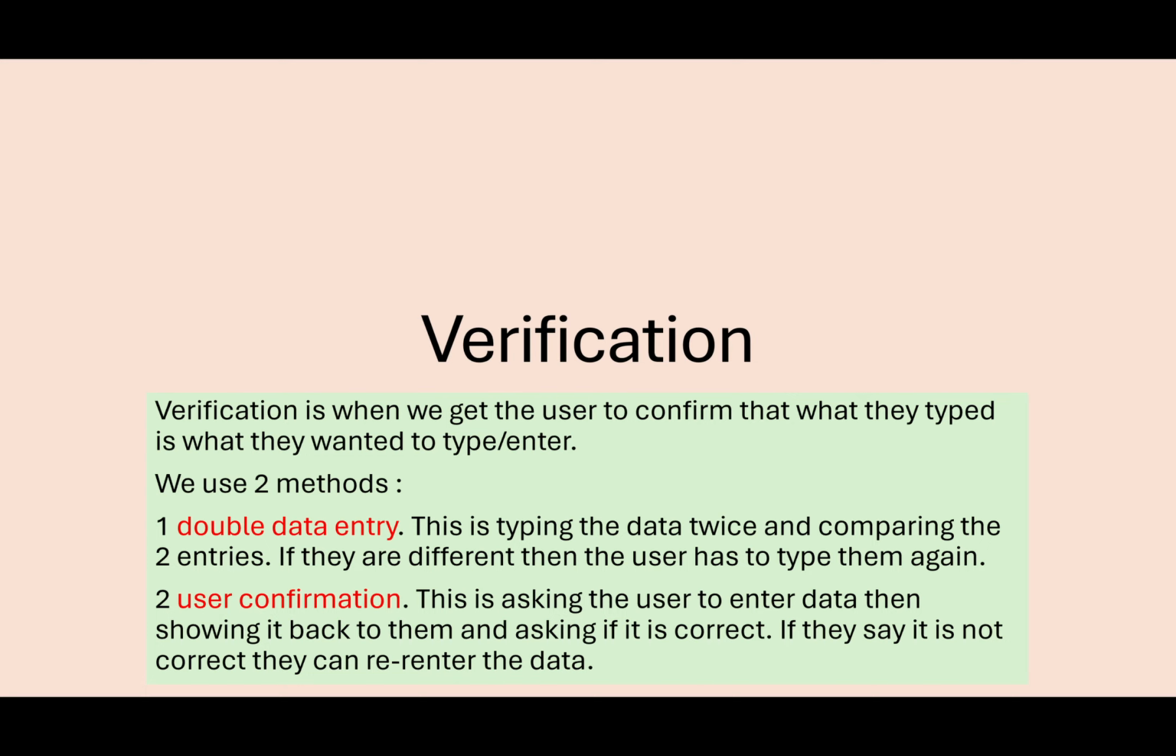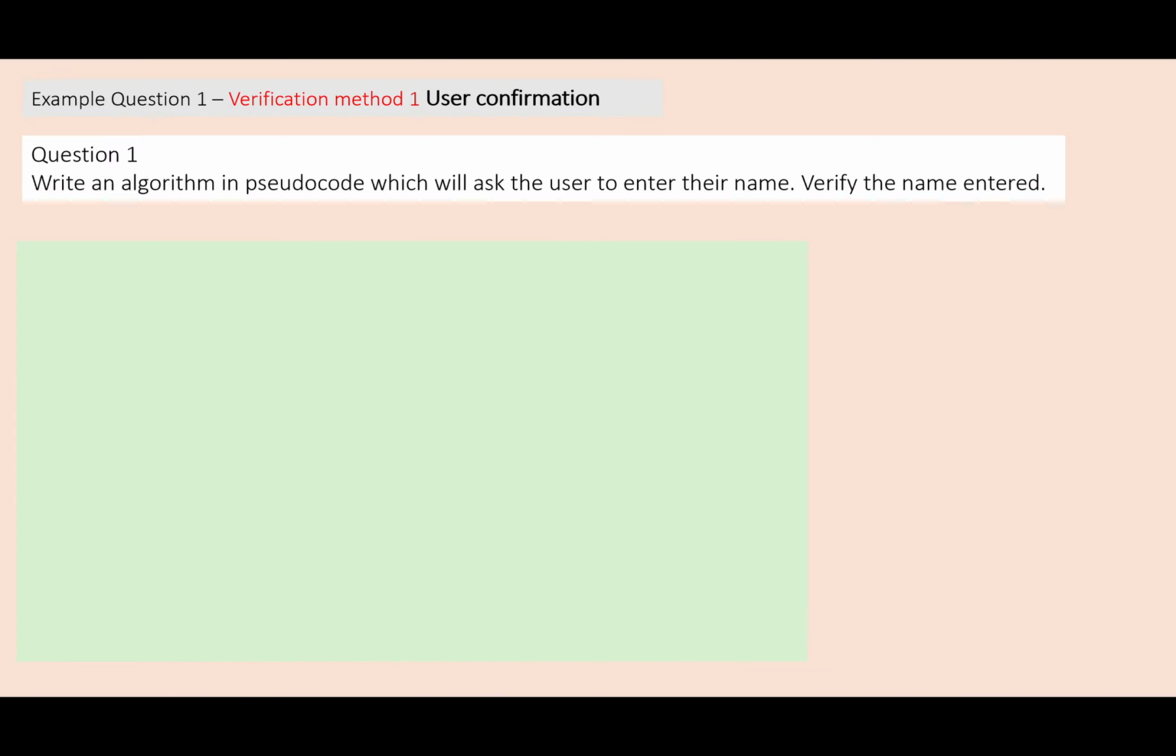The second method is user confirmation. So this is asking the user to enter the data and then showing it back to them on the screen and asking them if it's correct so they can read it and see if it was right or not. If they say it's not correct, then they can re-enter the data. Let's look at some practical examples.